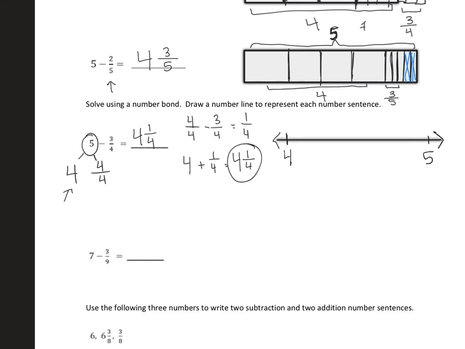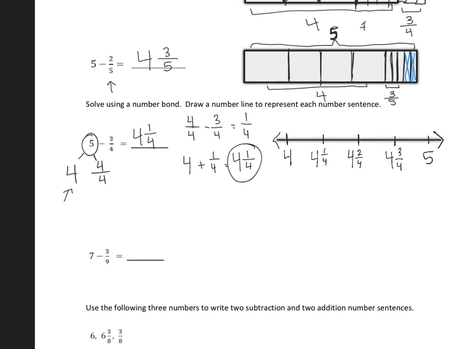Now, I have to divide up my number line, so I'm going to look at my denominator, and I'm going to say, okay, I have fourths that I'm dealing with here, so I'm going to break this up into fourths, right? So, I know that I'm going to have 4 and 1/4, 4 and 2/4, and then 4 and 3/4, because we know 4 and 4/4 is the same as 5.